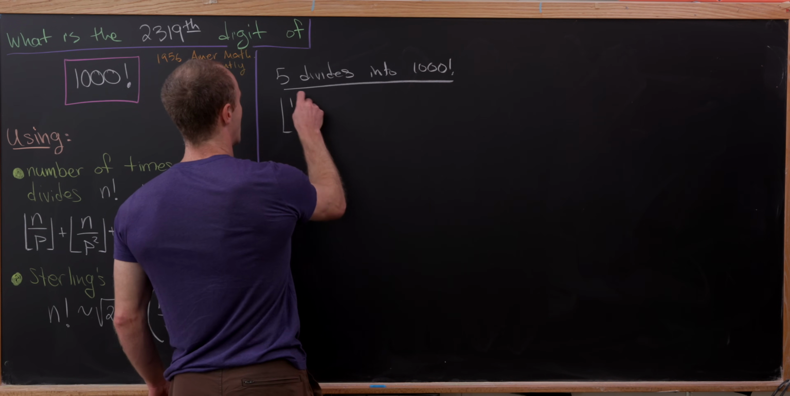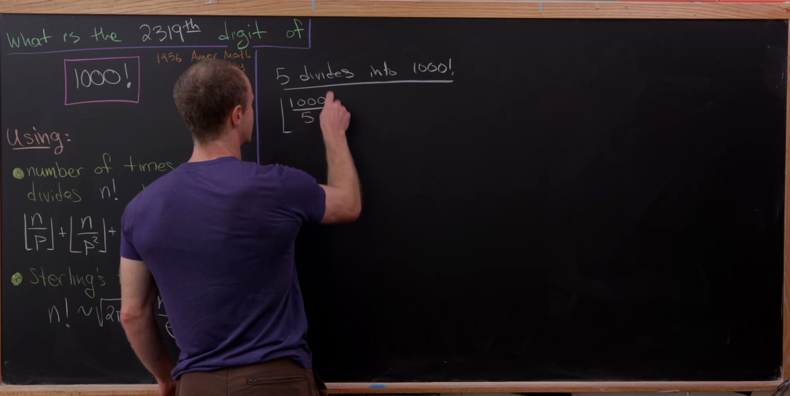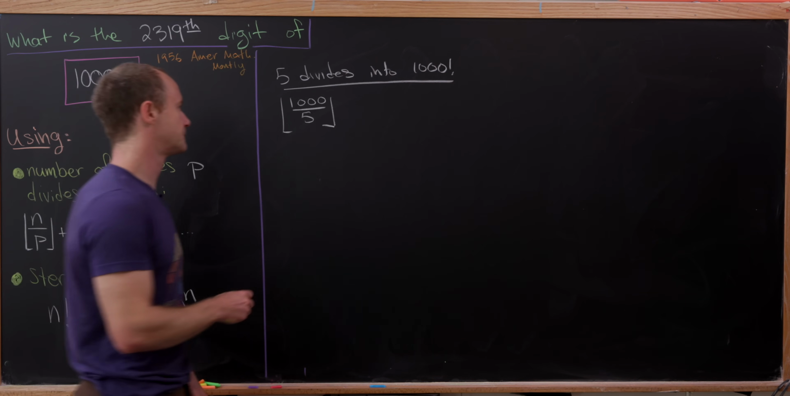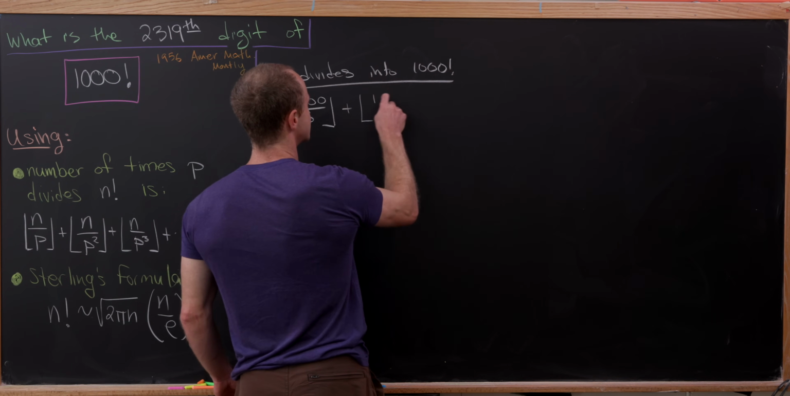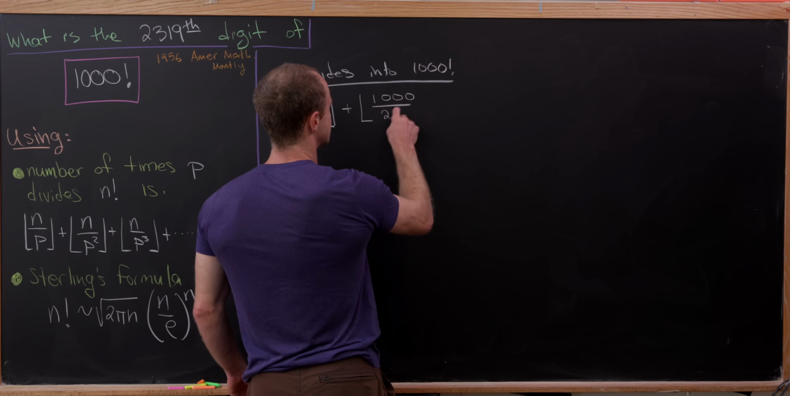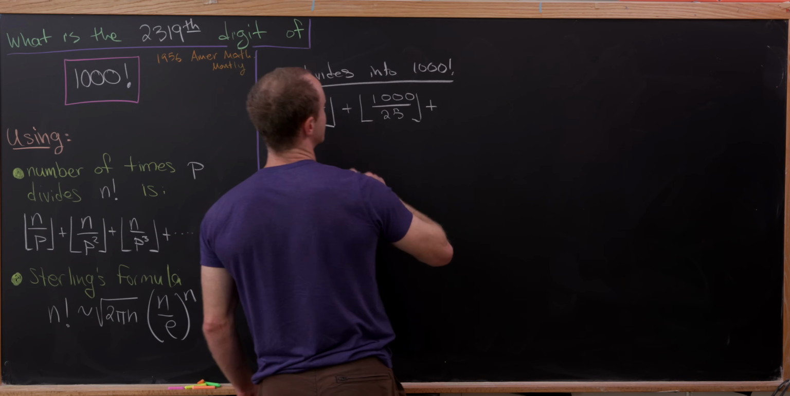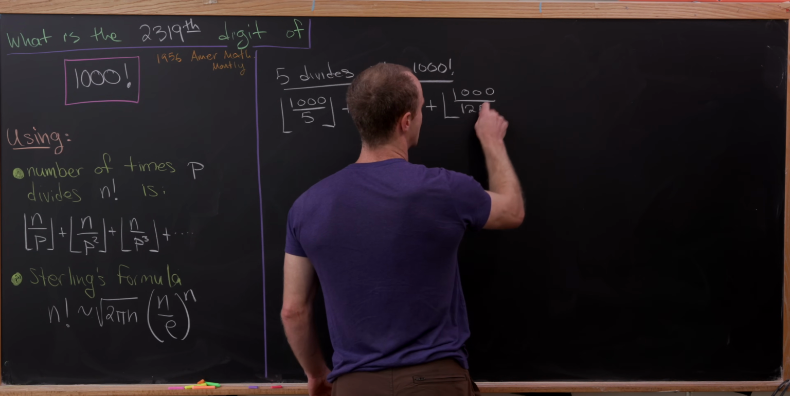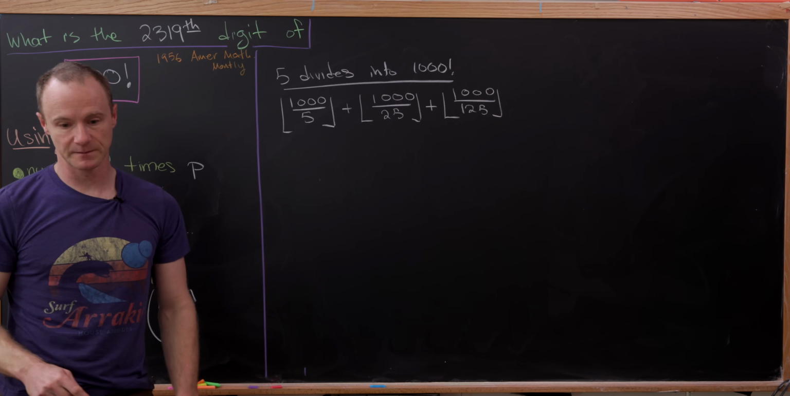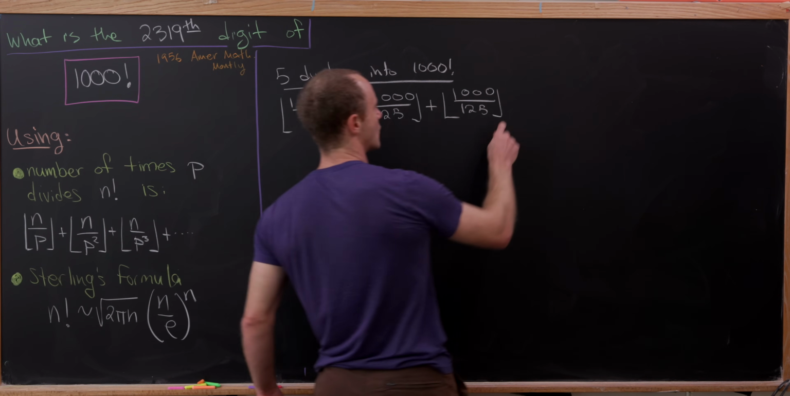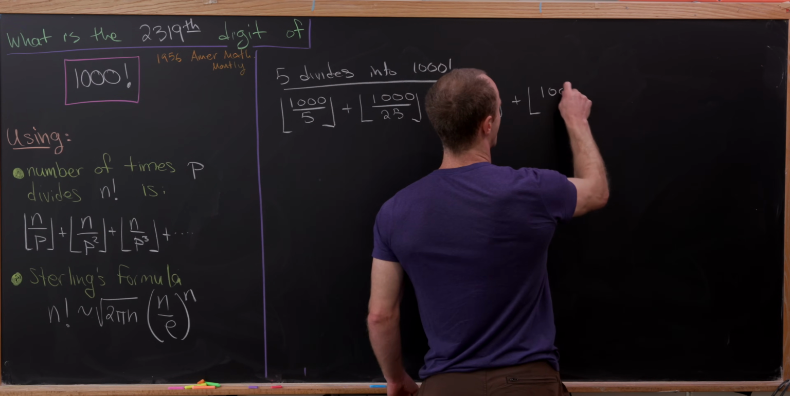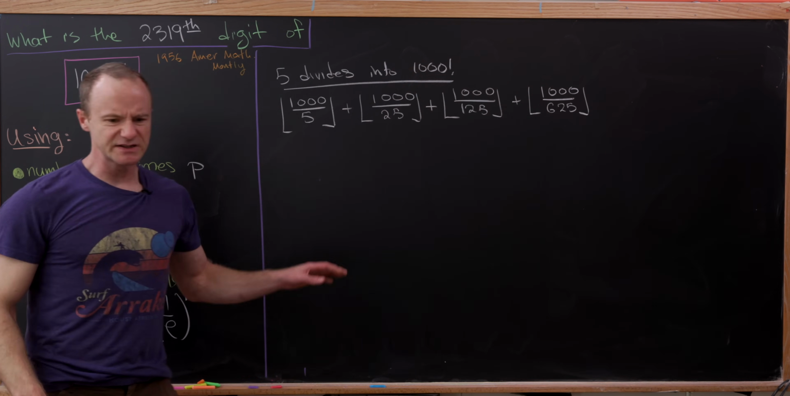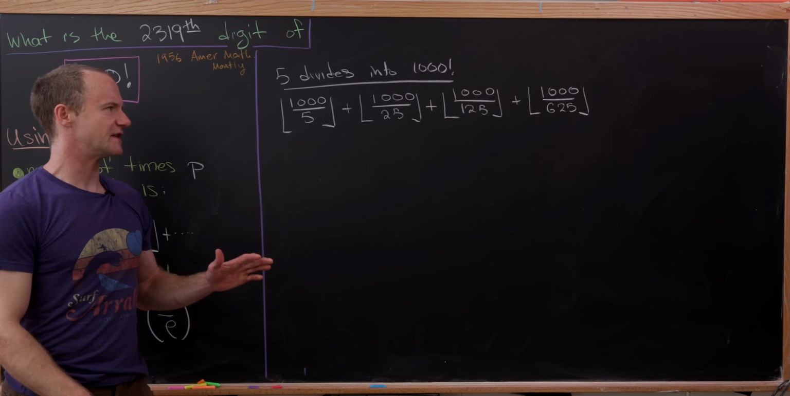So we'll have 1,000 divided by 5. I've got the floor here, but of course I don't need the floor because that's a whole number. And then we'll have plus the floor of 1,000 divided by 25, plus the floor of 1,000 divided by 125. So there that is, I got ahead of myself. And then we've got one more, and that is the floor of 1,000 divided by 625.